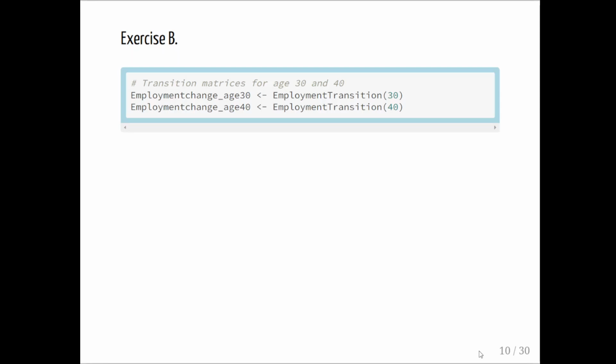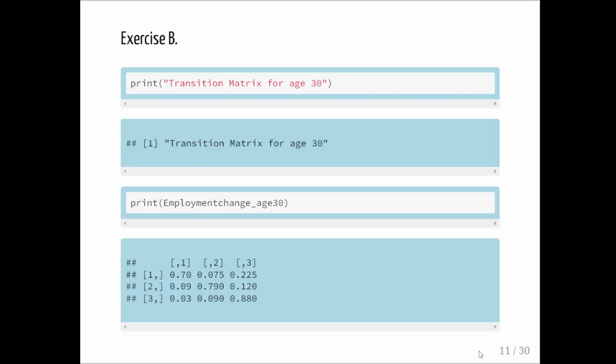So what we can do here is try it out for age 30 and age 40. The function is called employment transition, and the input is x, the age. So we're going to set it up for 2 cases of the age, 30 and 40. We have employment transition 30, employment transition 40, and we're going to save them as 2 objects. These are matrices: employment change underscore age 30, employment change underscore age 40. Let's print them out.